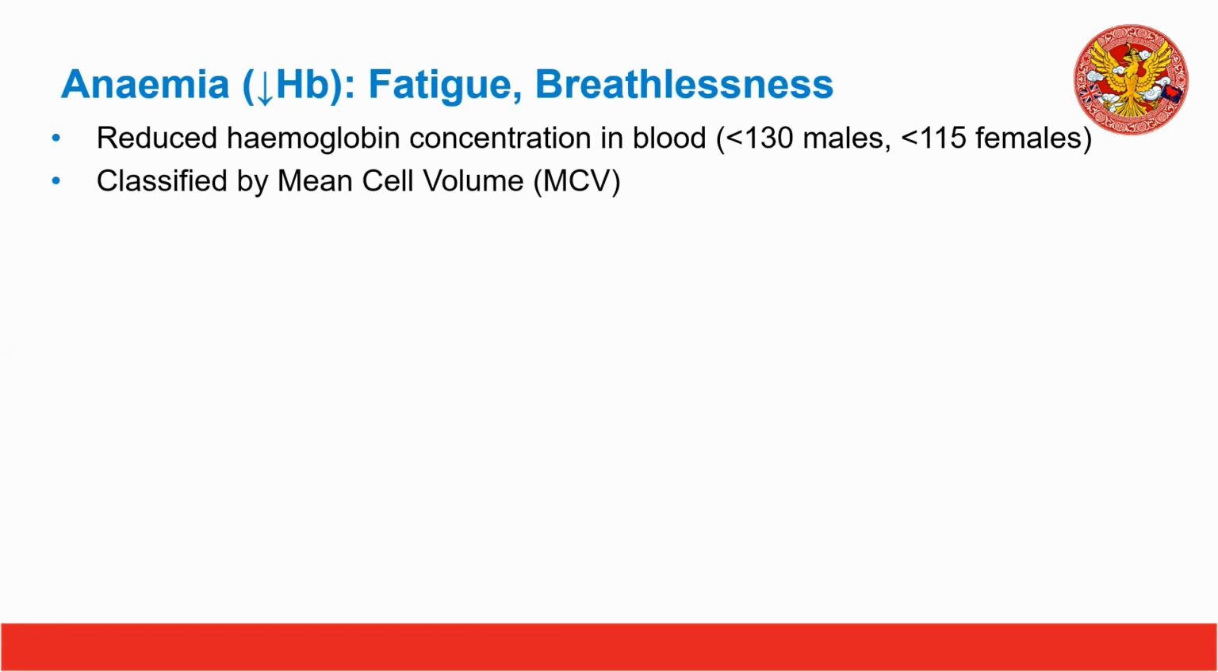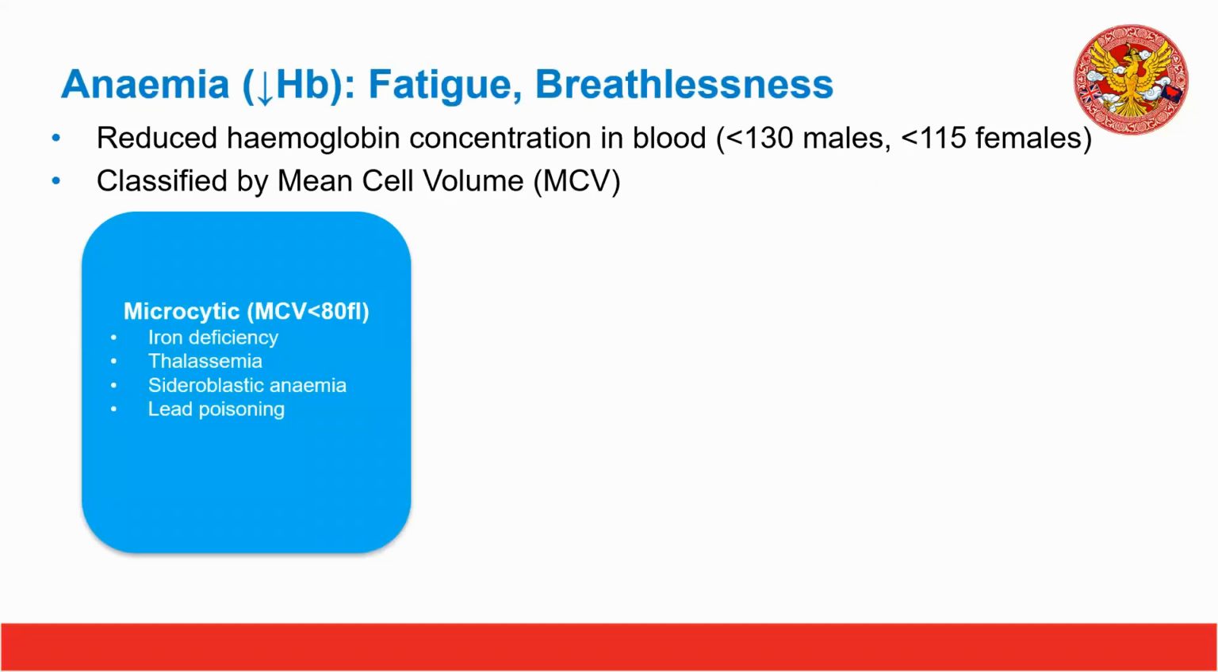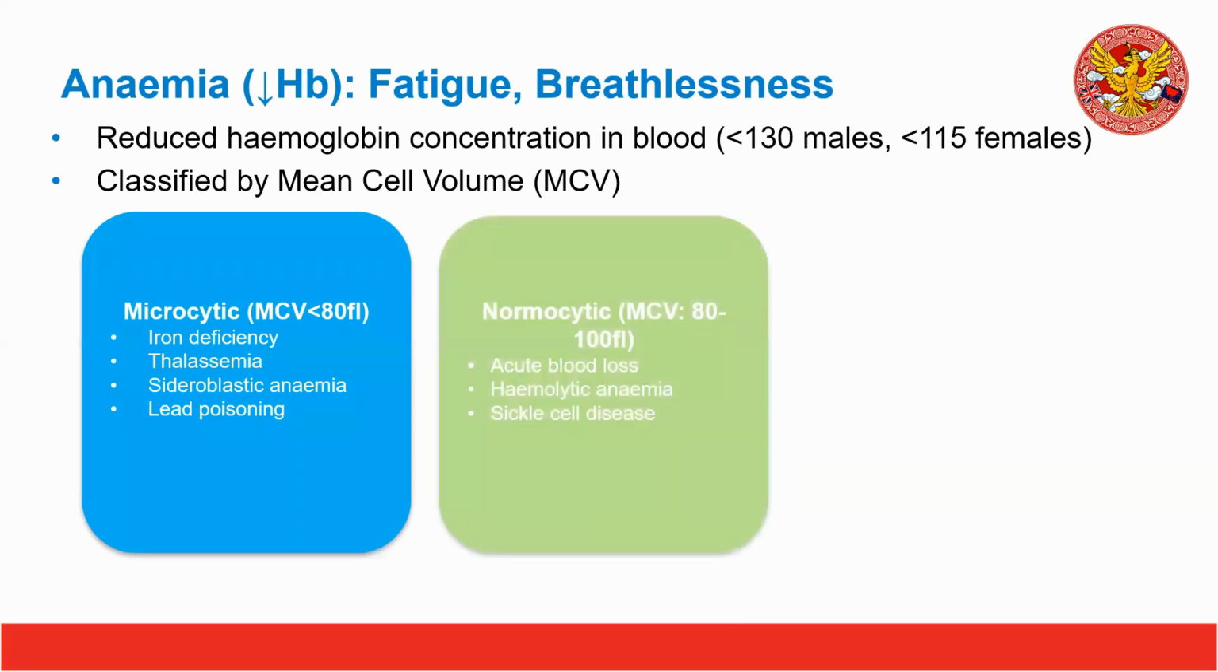And in terms of how we classify anemia, we classify it based on the mean cell volume, so the size of the red blood cells that we get. Technically, we classify it into three major forms of anemia. So you have your microcytic anemia. This is where your mean cell volume is less than 80 femtoliters. The more common causes of microcytic anemia include iron deficiency, thalassemia, sideroblastic anemia, and lead poisoning. But most commonly, iron deficiency anemia is a common cause of microcytic anemia.